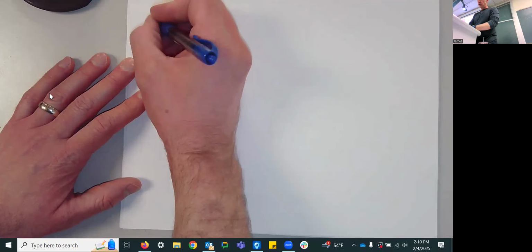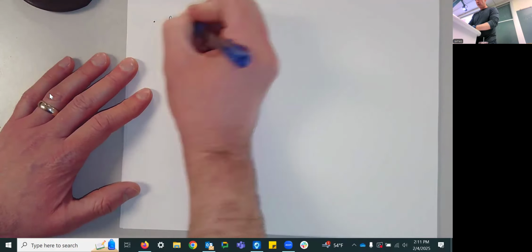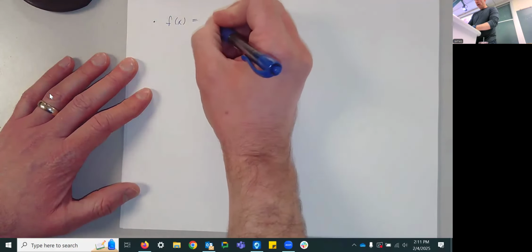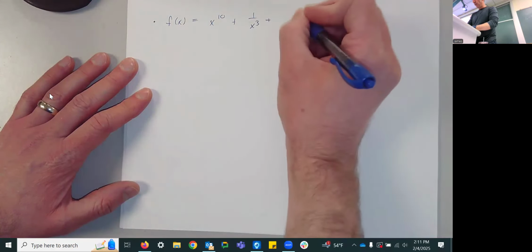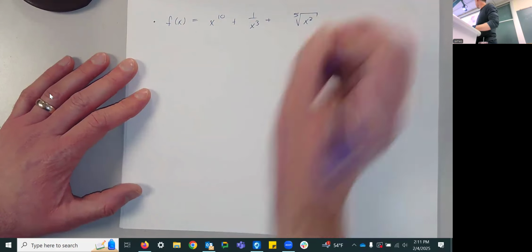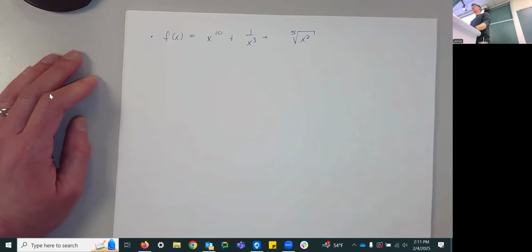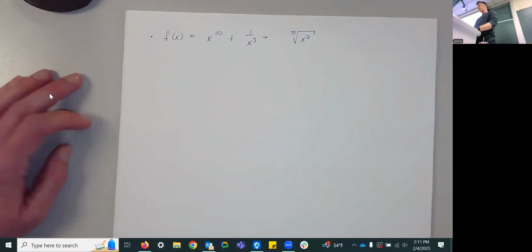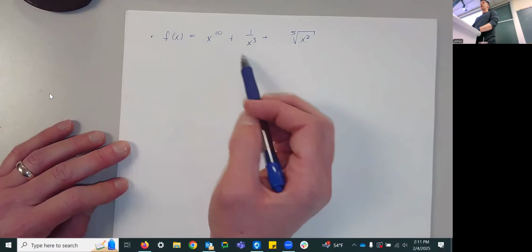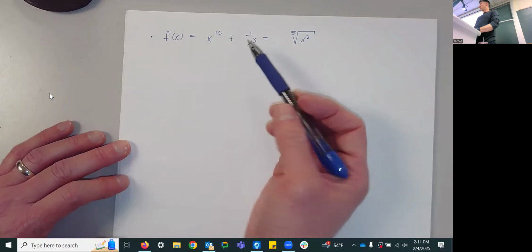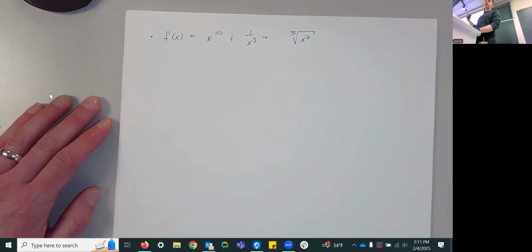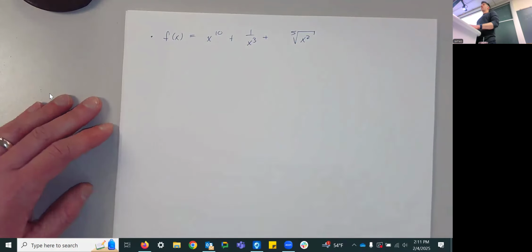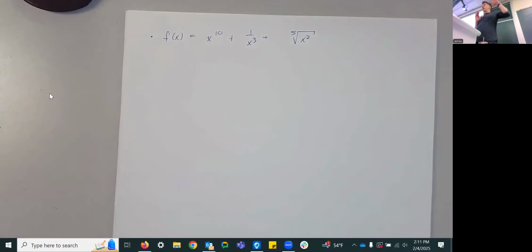So one example here. What if I wanted to say find the derivative of f of x equal to x to the 10th plus 1 over x cubed plus the 5th root of x squared. So to be a little bit careful here, I will point out the derivative of 1 over x cubed is not 1 over 3x squared. Right? We can only use the power rule if something is written as x to a power, not 1 over x to a power, or a square root of something. You have to write it as just x all by itself raised to some power.